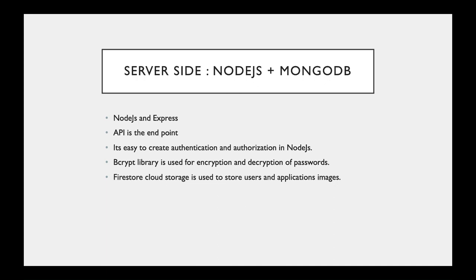And for the server side, we have used Node.js and Express to create APIs. An API is the endpoint which interacts with our database and client side. One reason that made us choose Node.js is that it's easy to create authentication and authorization. Bcrypt is used for encryption and decryption of passwords. Also, we use Firestore Cloud Storage to store users' and application images.